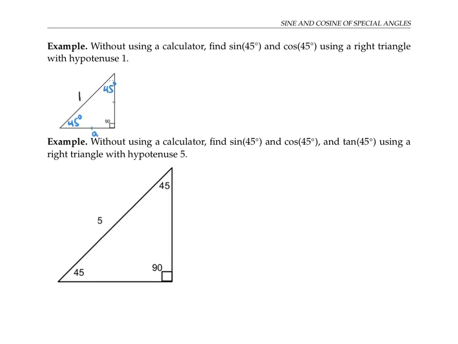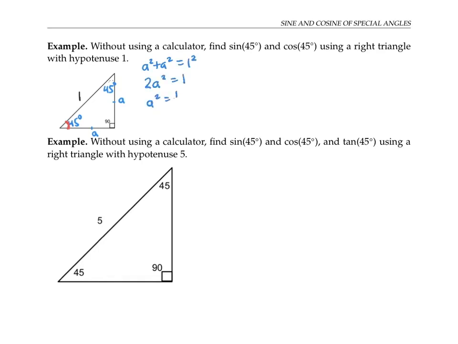I'll call that side length a. If we want sine of 45 degrees, let's use this 45-degree angle here, then sine is opposite over hypotenuse. So if I can figure out how long this side length is, I'll be able to compute sine of 45 degrees. Now the Pythagorean theorem says this side length squared plus that side length squared equals the hypotenuse squared. So we have that a squared plus a squared equals 1 squared. I'll write that as 2a squared equals 1.